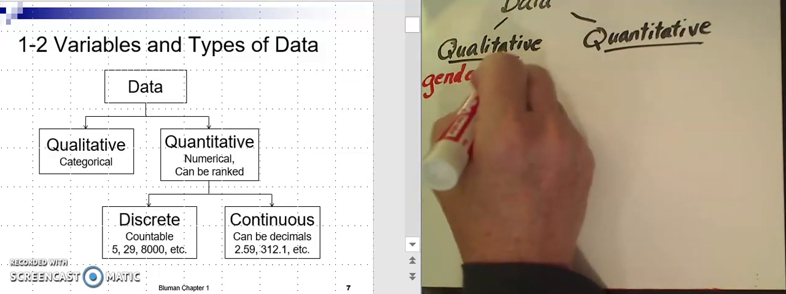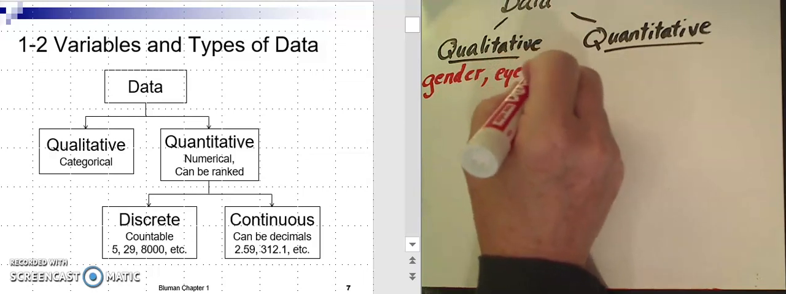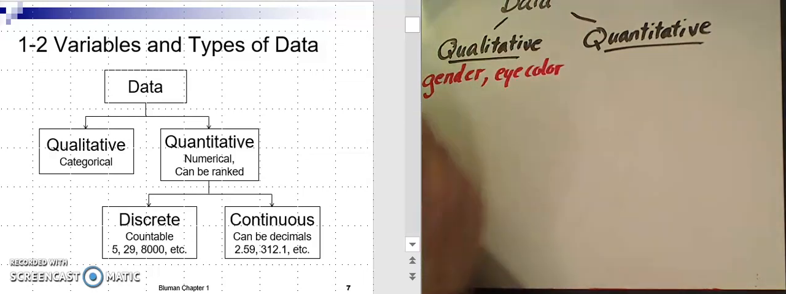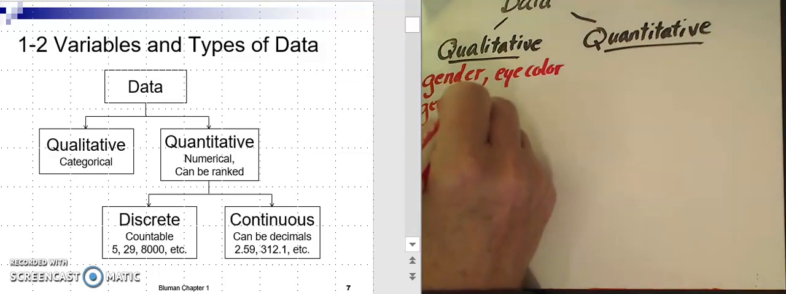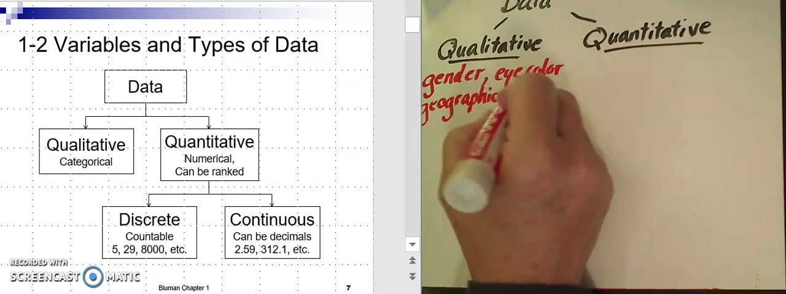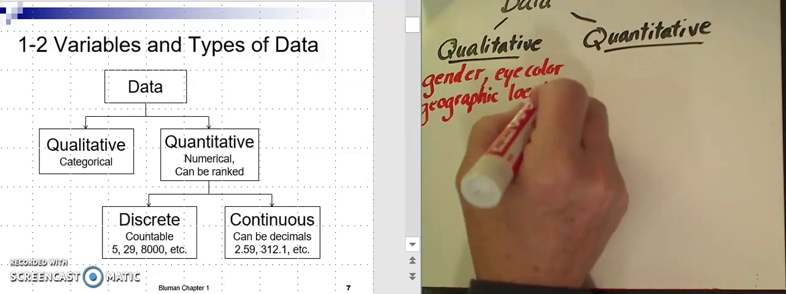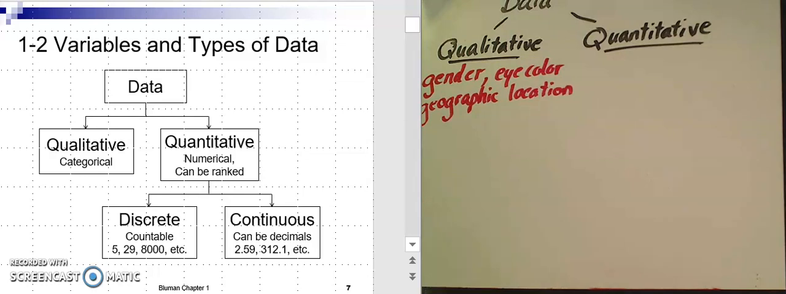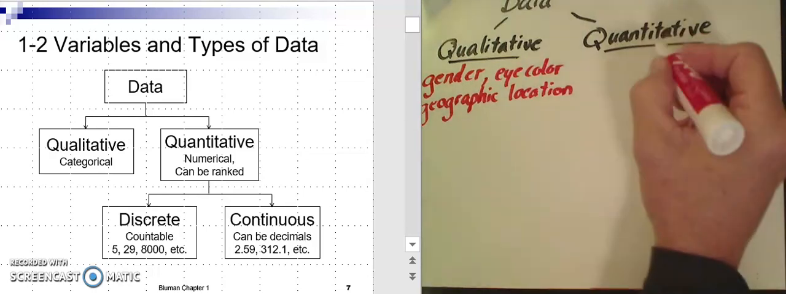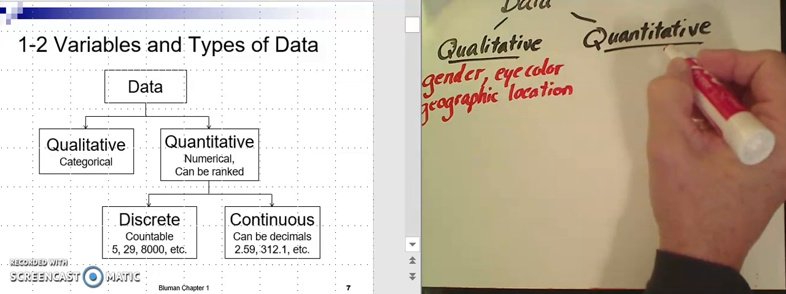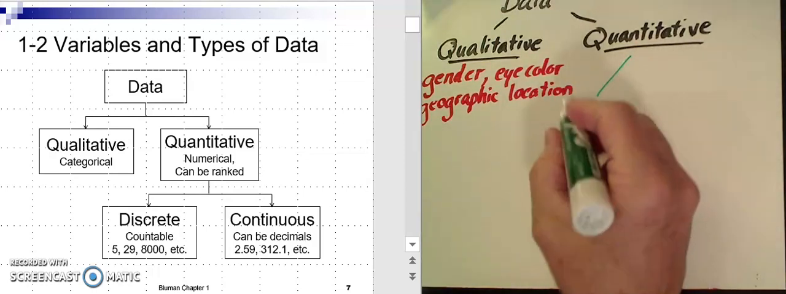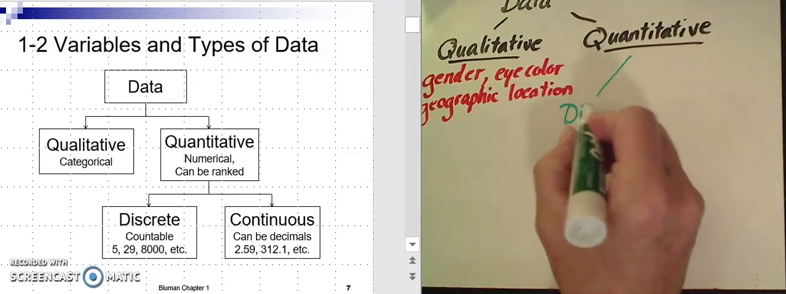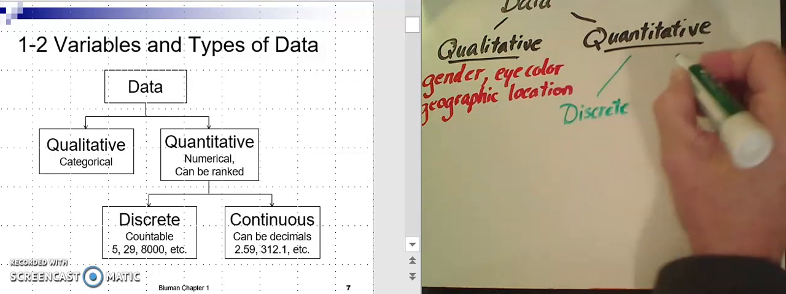Other things like eye color, let's see what else. Geographic location, like what part of the country are you from? Okay, notice that those are all word type answers. Quantitative, though, is going to be numerical, and it is subdivided into two branches here as well, and that is discrete and continuous.